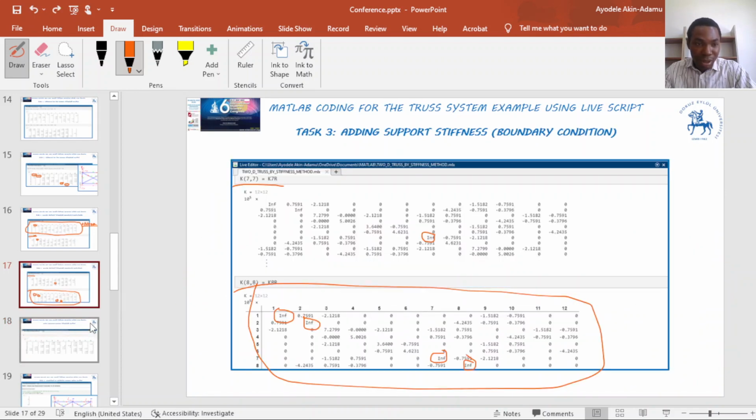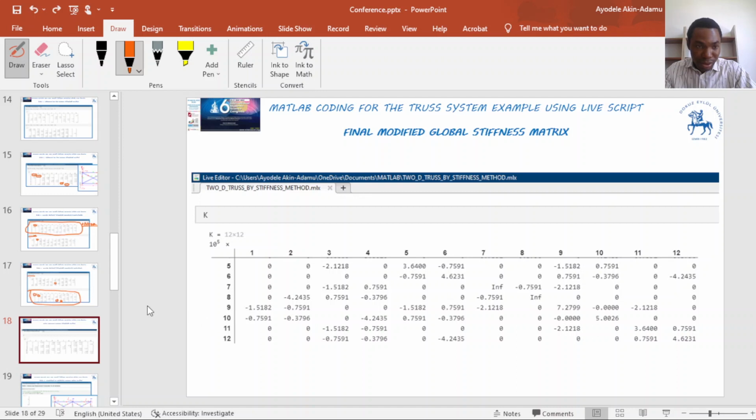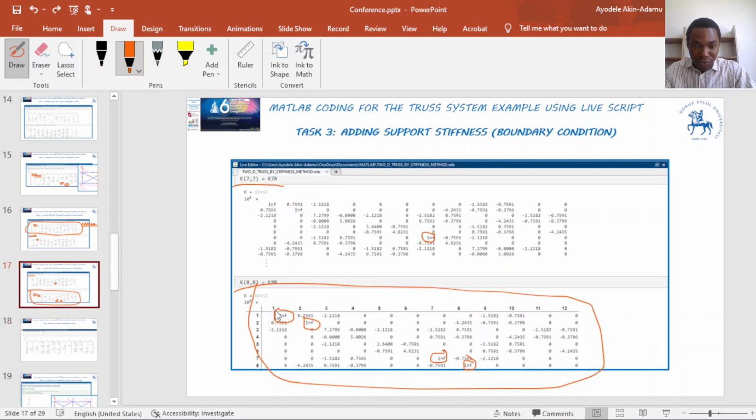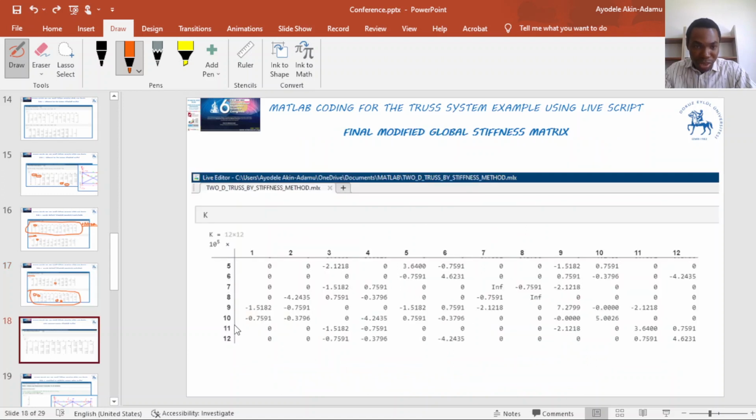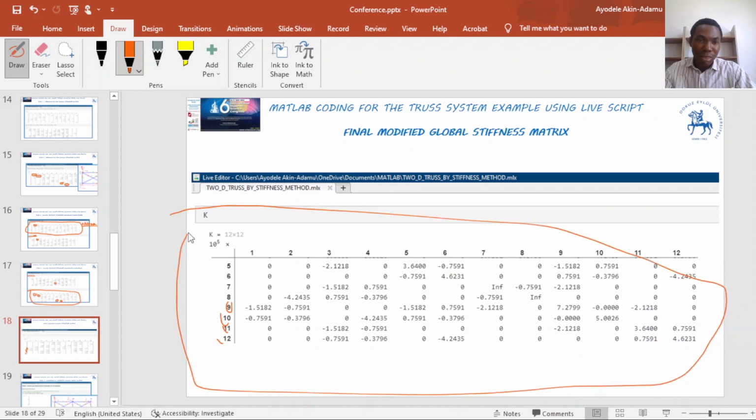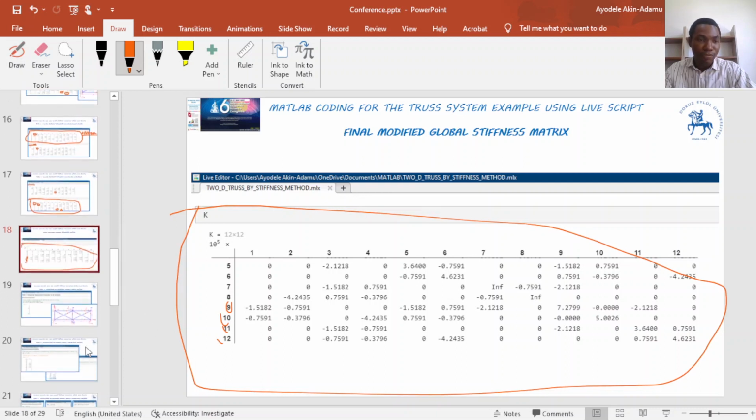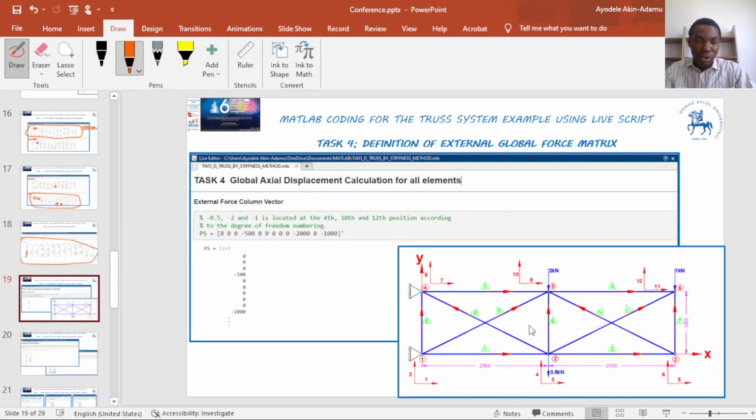I actually wrote it 2 times. This one is from 1 to 12, and this local stiffness matrix is only showing from 1 to 8, so I repeated the code to show the remaining rows 9, 10, 11, 12. So this is the modified global stiffness matrix, the 12 by 12 matrix. So now we have defined the global stiffness matrix.